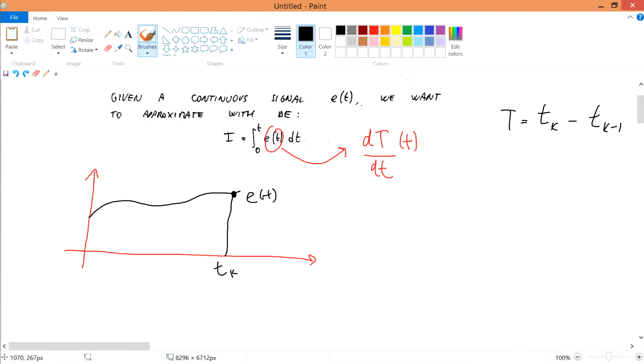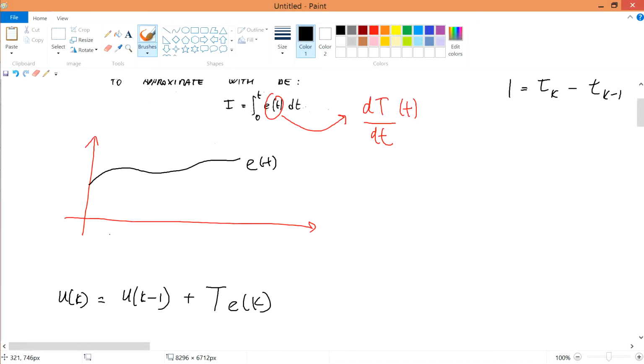So how can we do it? I'm going to introduce this formula, which is somewhat logical, and I'll explain it now. Your previous output plus your current input, multiplied by the difference in time, dt, will give you your new output. u is called the output, e is called the input. So ek is your current input, uk is your current output, and uk minus 1 is your previous output.